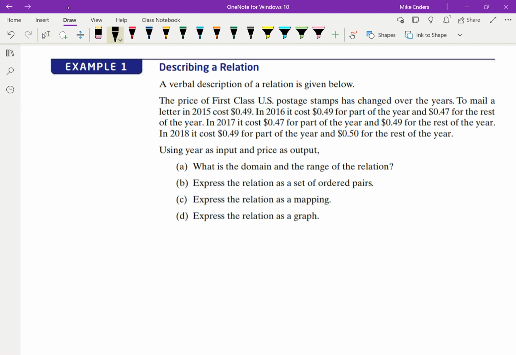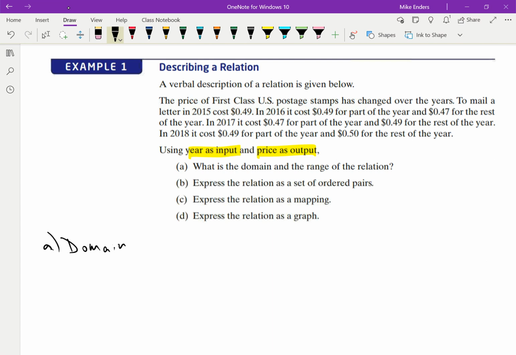So year as input, price as output. Those are the things that we're looking at. So we have two different components. We have input, output, we have year, we have price. As we take a look at these, letter A says, what is the domain and the range of the relation.